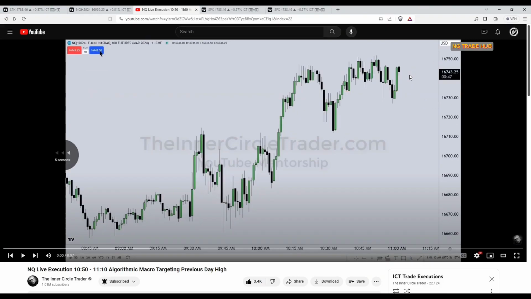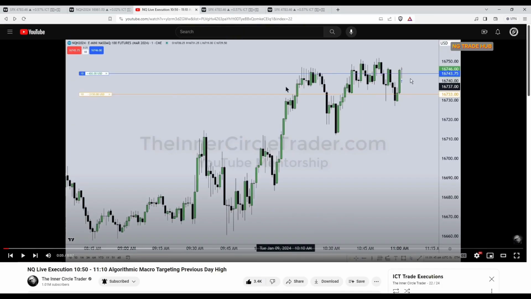But why did he enter right there? That's kind of like the main question I ask when getting into it. Like, what time did he trade? Why did he enter there? And then once I see why he entered, I go onto my own chart and I try and study that.